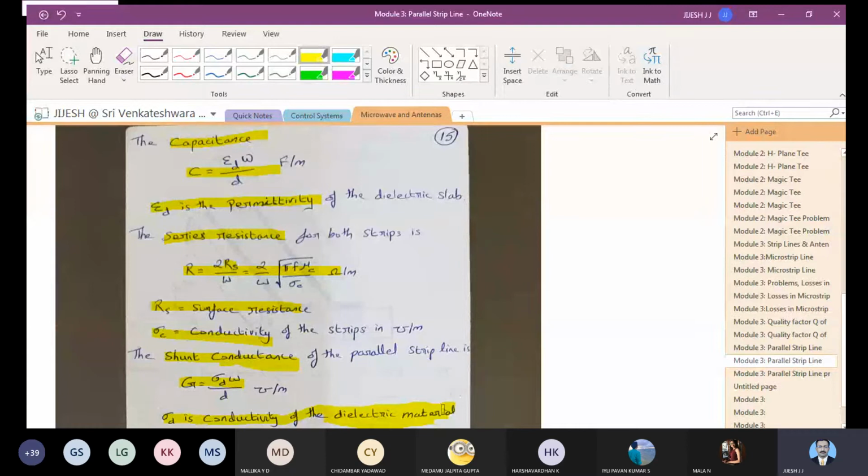So we have studied the equations for inductance, capacitance, resistance, as well as shunt conductance. For the surface resistance, you have already studied the equation for Rs in the previous derivation. Rs is root of pi f mu c by sigma. We have substituted Rs here. So R will be 2 Rs by W, or 2 by W root of pi f mu c by sigma.